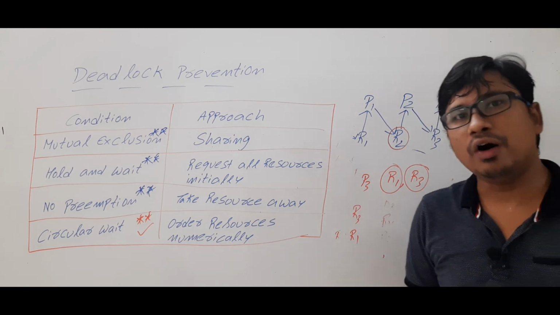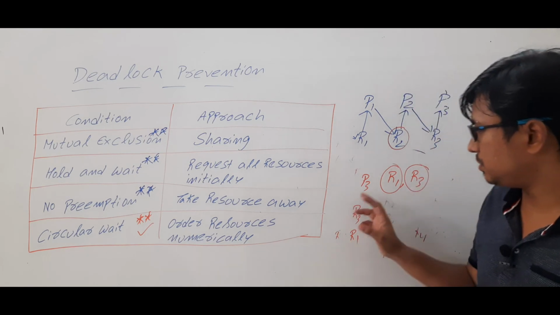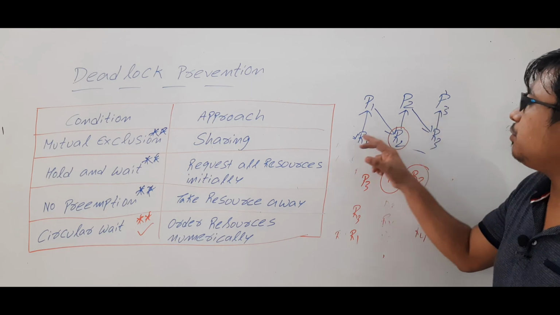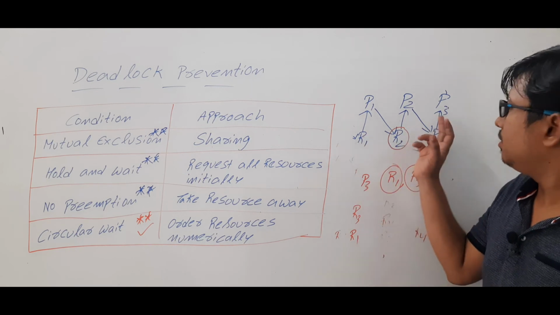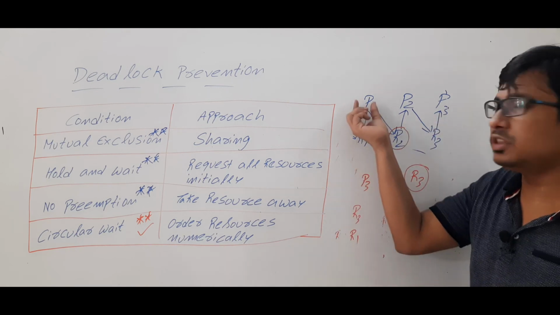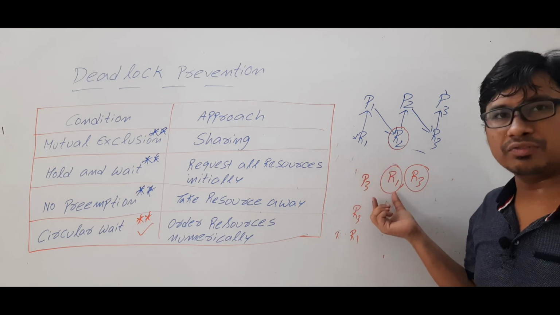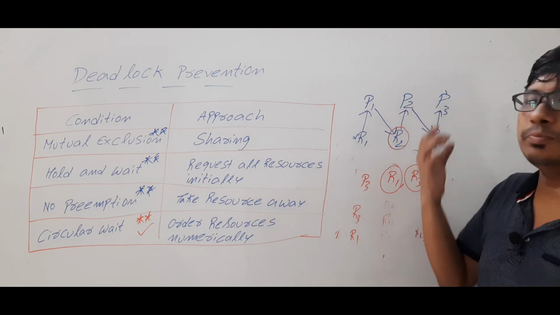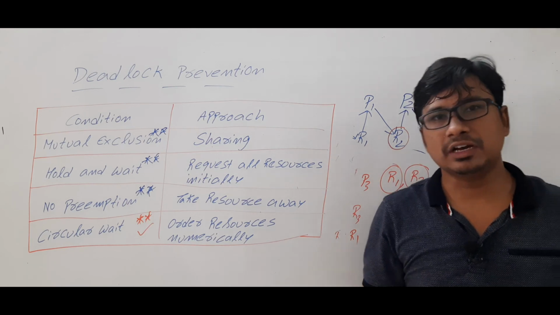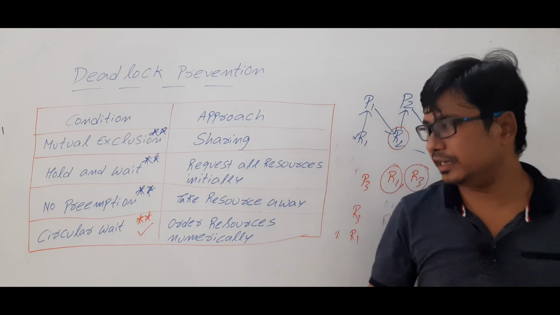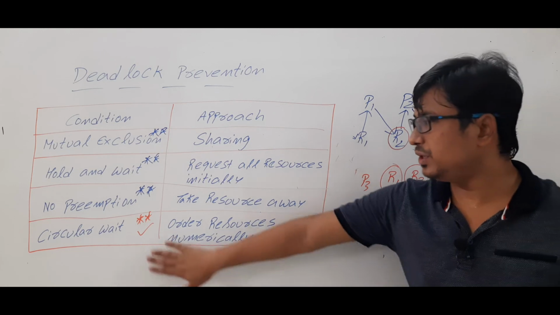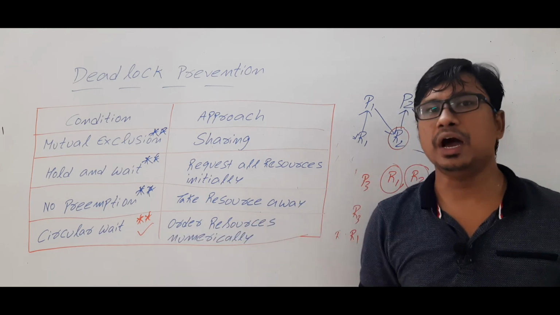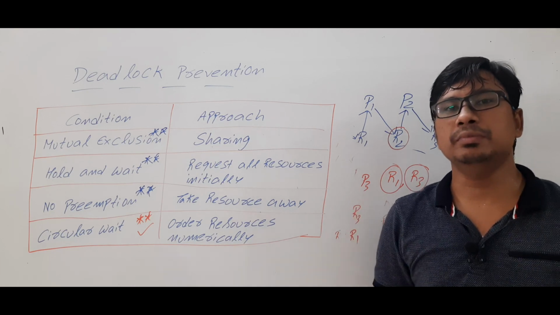So, the order of request for process P3 is: first you take R1, then R3. Now, if R1 is not free, meaning R1 is with process P1, then obviously it cannot take resource R3. That resource R3, process P2 will use and it will complete its task. So there is no deadlock. This is the way we can disable the circular wait and prevent the deadlock. I hope you have understood how we can prevent the deadlock.